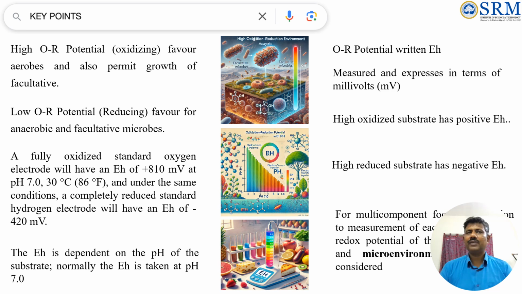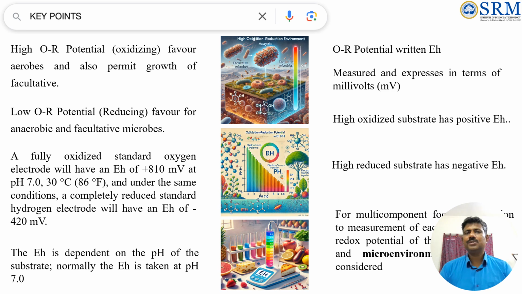If the food material has a high OR potential, that favors the growth of aerobic microorganisms and also allows the growth of facultative microorganisms, whereas low OR potential food favors the growth of anaerobic microorganisms and also permits facultative microorganisms. A fully oxidizing standard oxygen electrode will have an EH of plus 810 mV at a pH of 7 and temperature of 30 degrees Celsius. Under the same conditions, a fully reduced standard hydrogen electrode will have an EH of minus 420 mV.